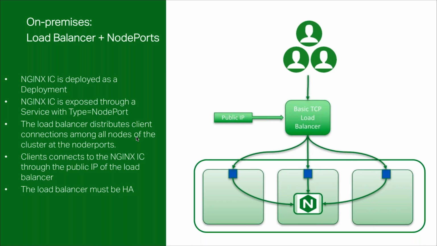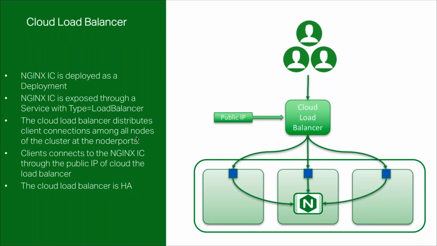The load balancer will have a public IP address through which the clients will access the Ingress controller. Once a client connection hits a node at the node port, the connection will be distributed to one of the Ingress controller pods. And this will be done by kube-proxy, the internal Kubernetes load balancer. And it is important for the basic TCP load balancer to be highly available here. And by the way, this basic TCP load balancer can be NGINX as well.